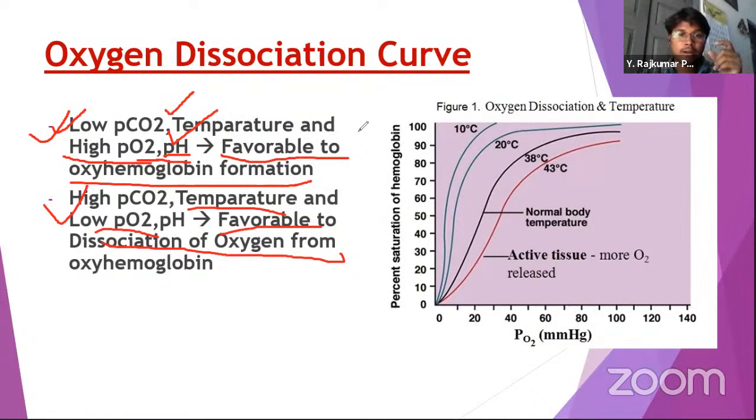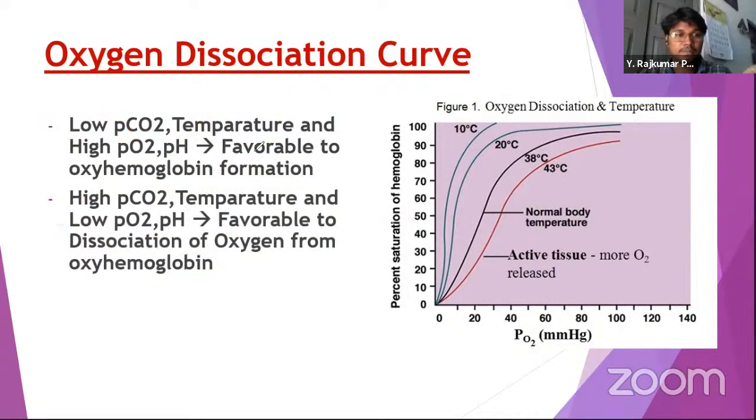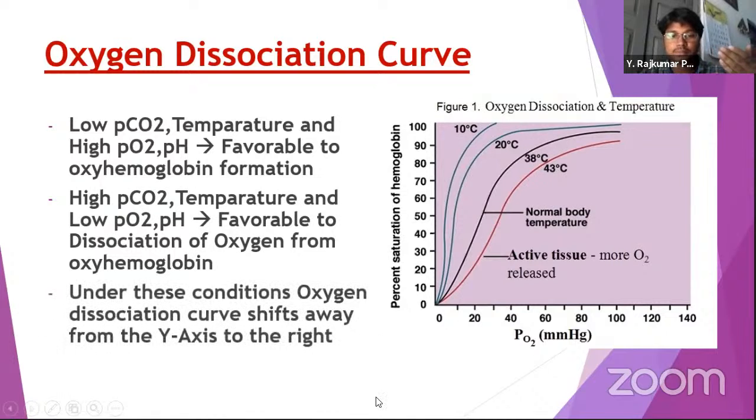Let me repeat again. Low partial pressure of carbon dioxide, low temperature, and high partial pressure of oxygen and pH lead to the formation of oxyhemoglobin, whereas high partial pressure of carbon dioxide, high temperature, and low partial pressure of oxygen and pH lead to the dissociation of oxygen from oxyhemoglobin. Okay, so don't be confused by it. Read once and say twice, then you can understand it easily.